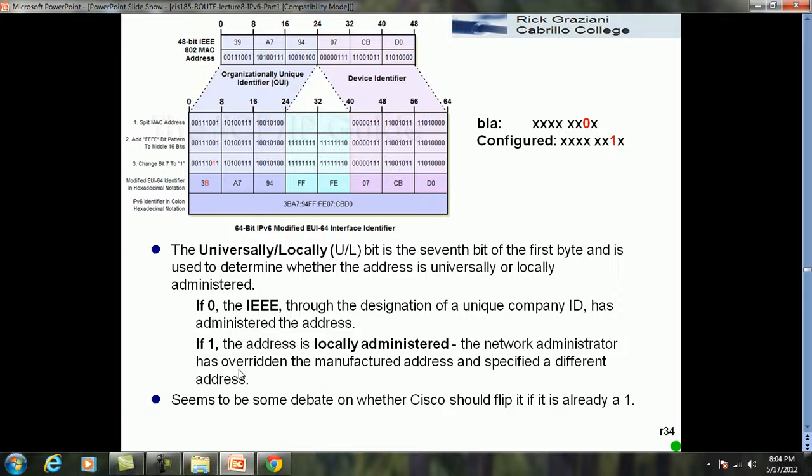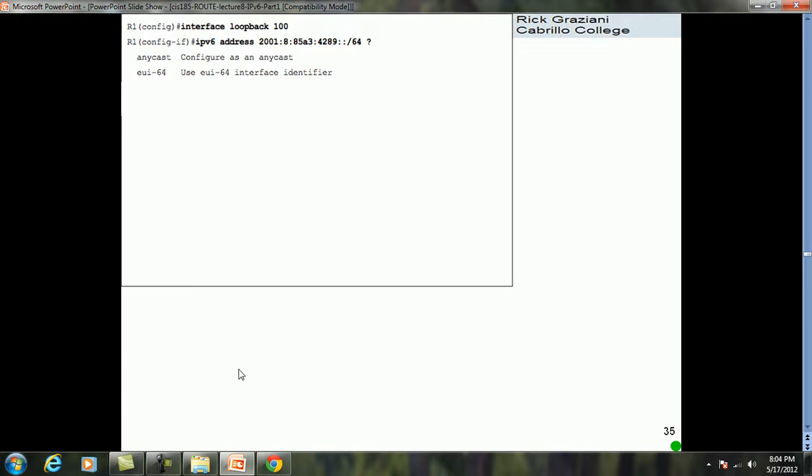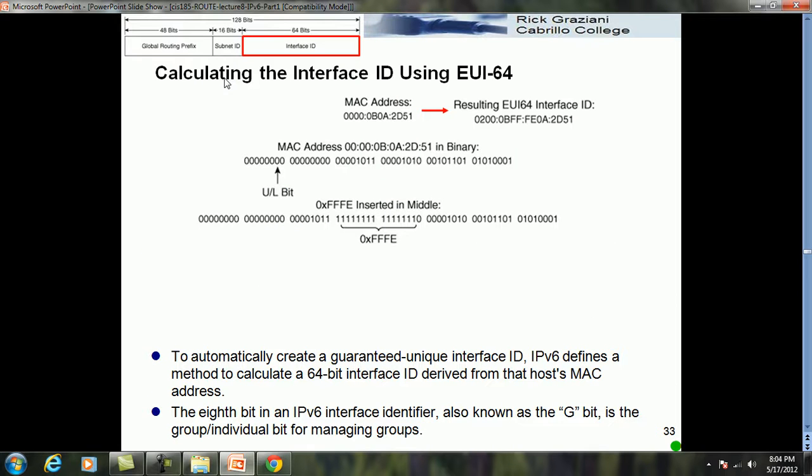There seems to be some debate whether Cisco should do it or not, but yes, we are doing it. Now, see this. When I am typing an IP address, I type my first 64 bits, then colon colon, and I type a question mark. I am writing the half IP address. The other half will be my interface identifier, calculated automatically by the router. See the option EUI-64. This format stands for Extended Unique Identifier.